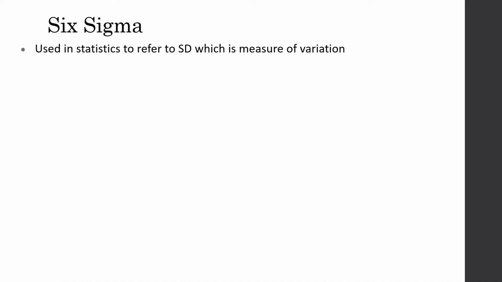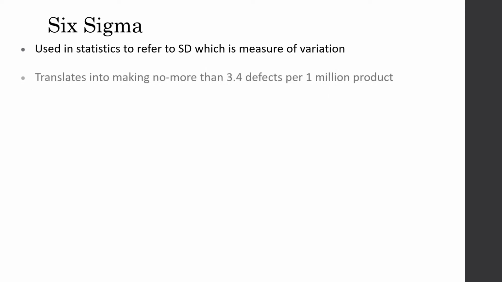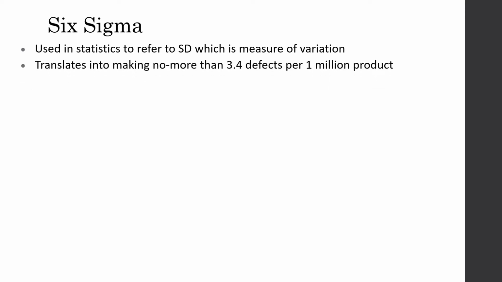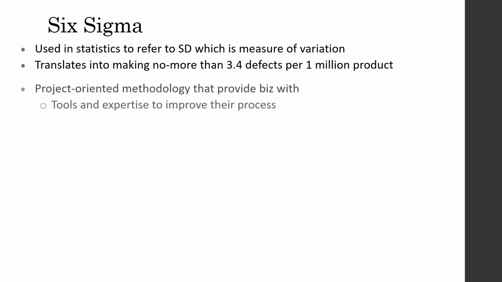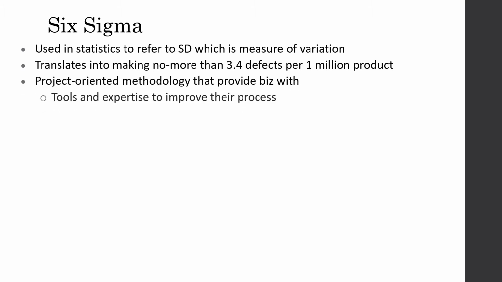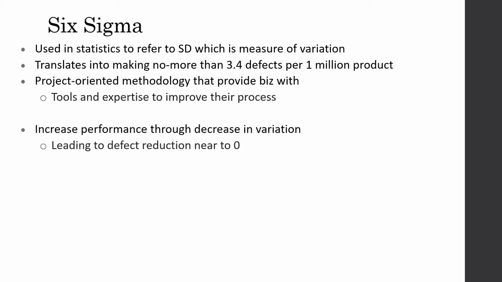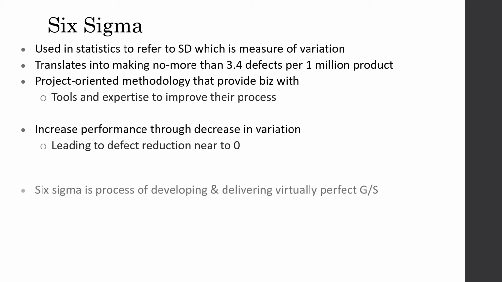Six Sigma. It is used in statistics to refer to sigma, which is the measure of variation. It translates into making no more than 3.4 defects per million products. It is a product oriented methodology that provides business with the tools and expertise to improve their process. The increased performance through decrease in the variation leads to defect reduction near to zero.